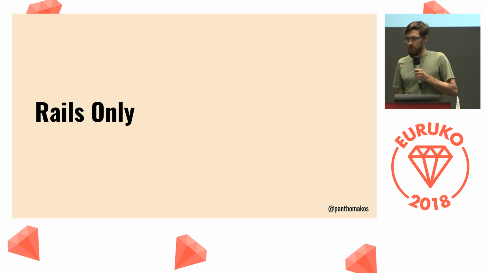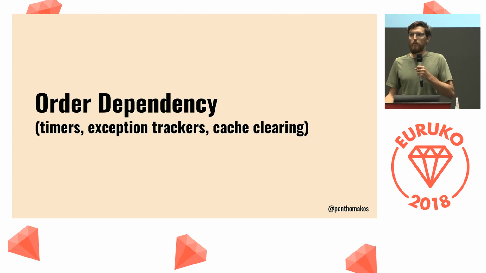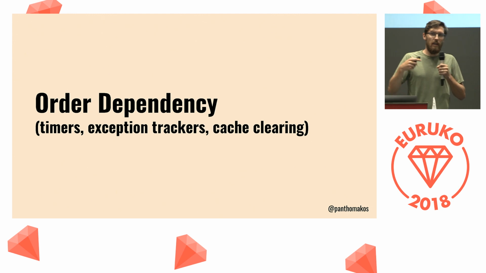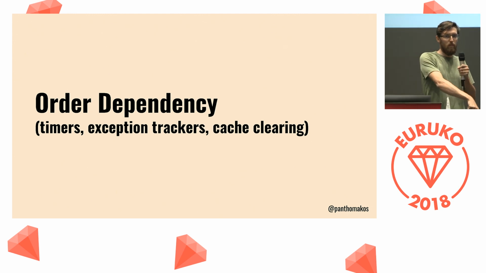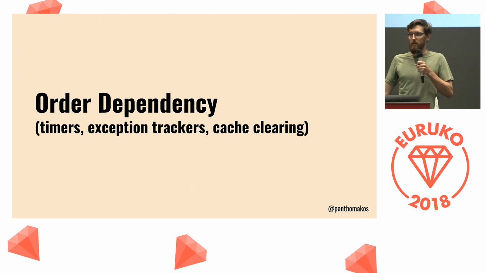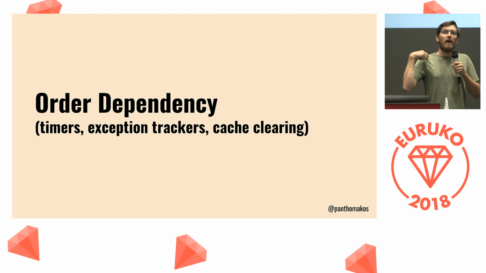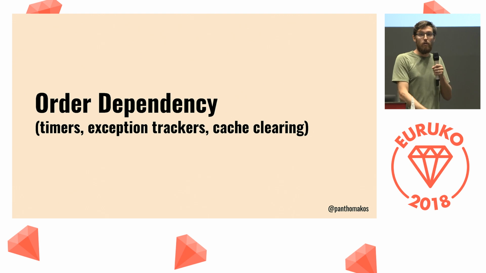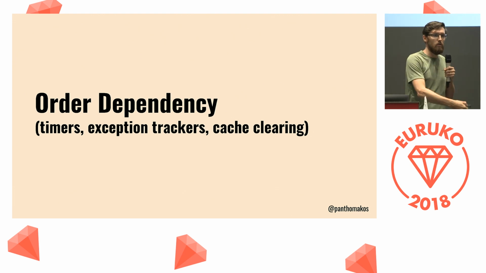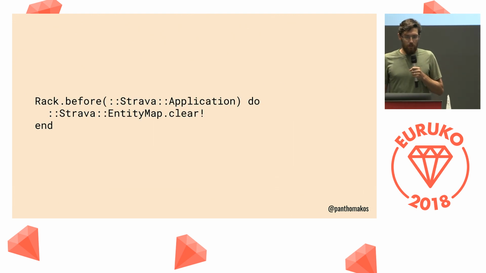It's Rails only, obviously. That's problematic. And there's no order dependency in that API. I can't say that I want my timer to run before my exception tracker or my exception tracker to run before my timer unless I define them in a particular order. But even then, I can't impact any of the middleware that a third-party library installs, any of the middleware that Rails already comes with.